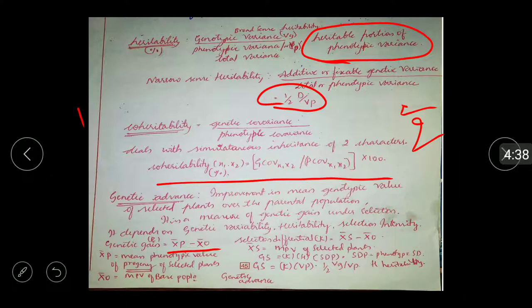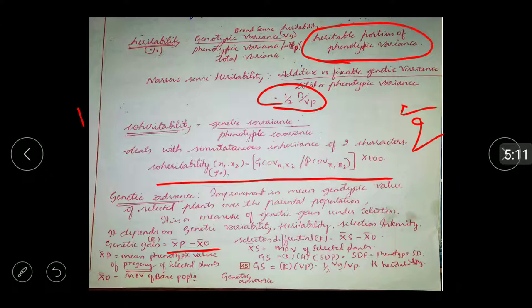The genetic advance we can get by the formula K into VP into 1 by 2 VG divided by VP. We can also write the formula as genetic advance equals K into H into SDP, where SDP is the phenotypic standard deviation, H is heritability, and K is the selection differential.